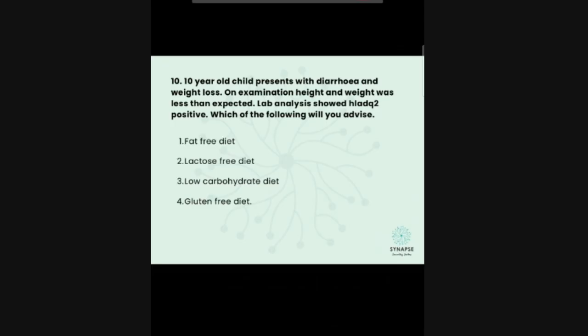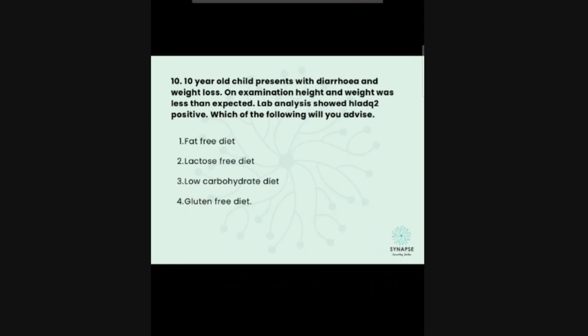Celiac disease is mainly due to gluten sensitivity, the gliadin component of gluten. So they will have gut mucosal injury because of hypersensitivity to the gliadin protein of gluten. So they will be presenting with diarrhea.